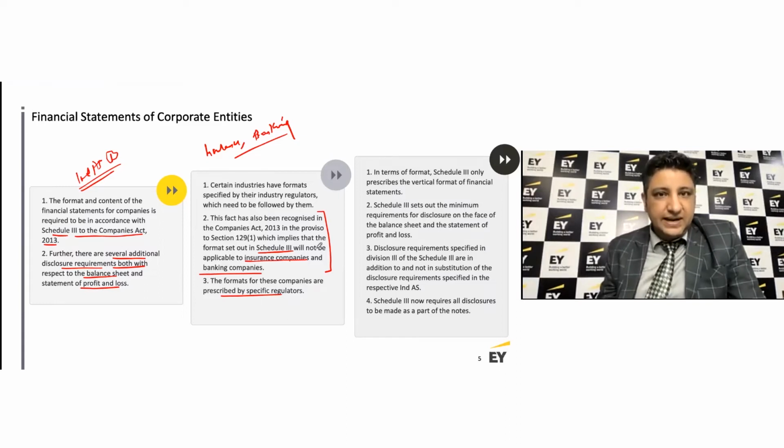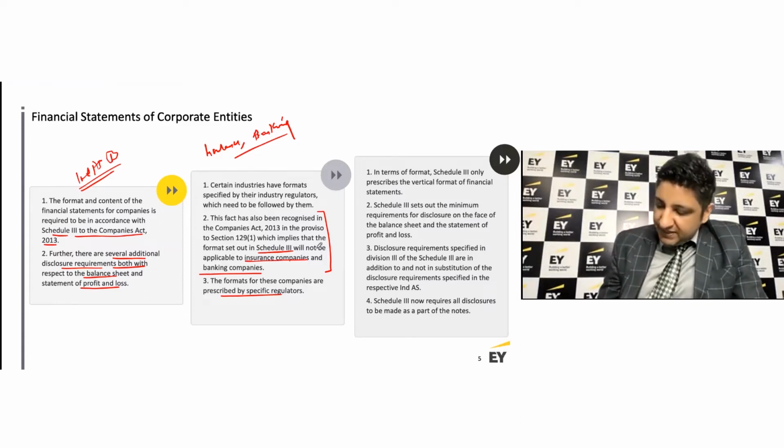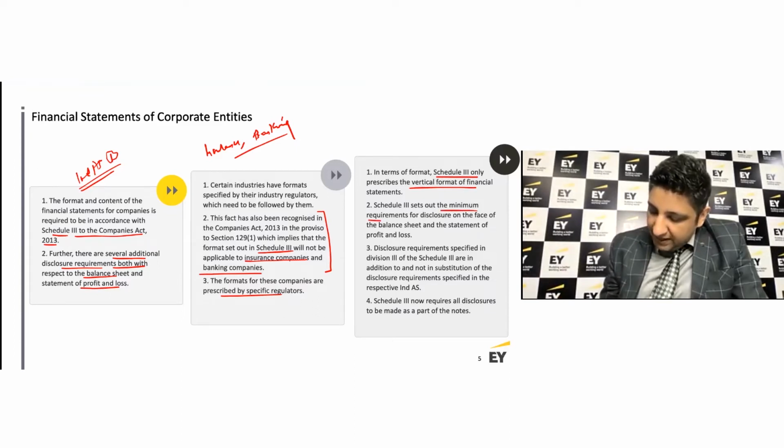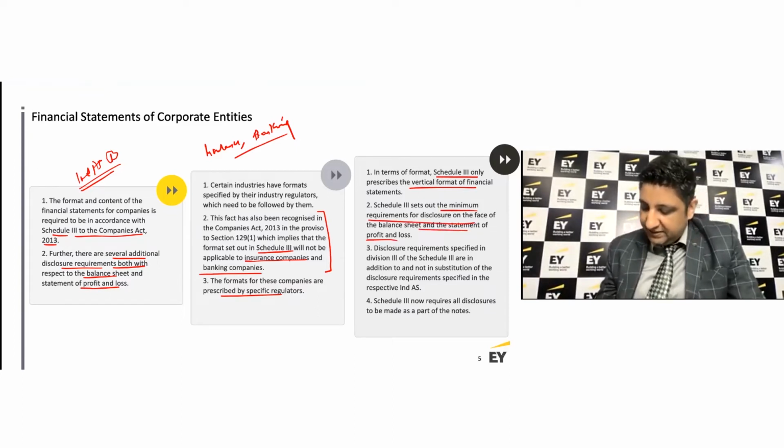That's where you start looking at it. Of course, we understand that as per Ind AS 1, Schedule 3 suggests the vertical format, and also the minimum items on the face of the balance sheet and the statement of profit and loss. We just talked about it.